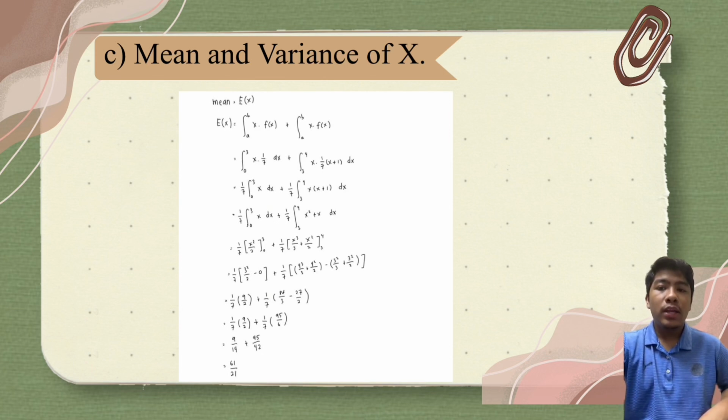After integrating, we will get 1 over 7 times x squared over 2 from 0 to 3 plus 1 over 7 times x cubed over 3 plus x squared over 2 from 3 to 4. Then we can substitute the values and we will get 1 over 7 times 3 squared over 2 minus 0 plus 1 over 7 times 4 cubed over 3 plus 4 squared over 2 minus 3 cubed over 3 plus 3 squared over 2. And the answer for the mean, we will get 61 over 21.